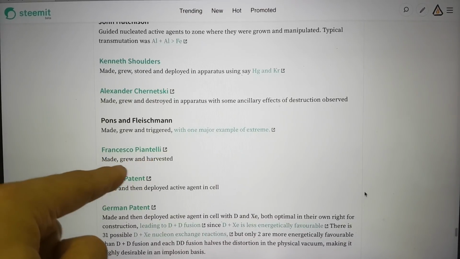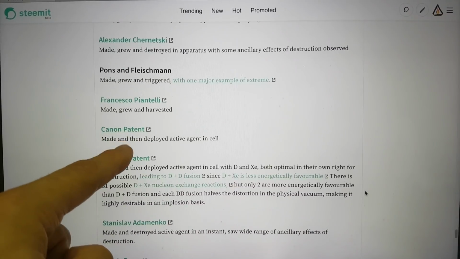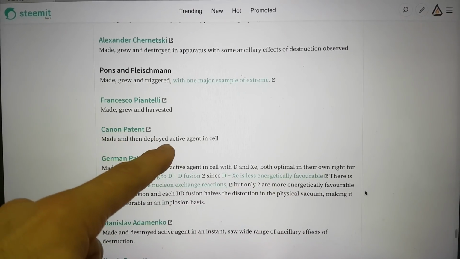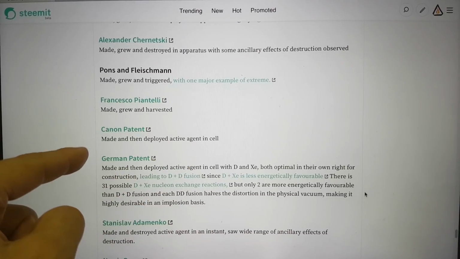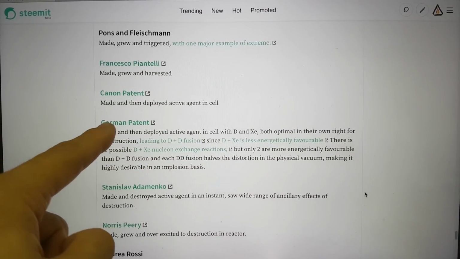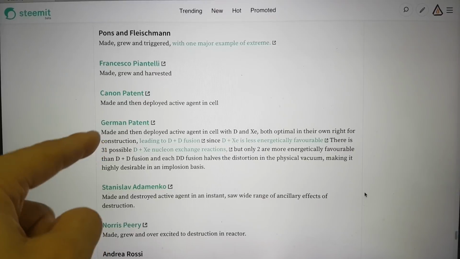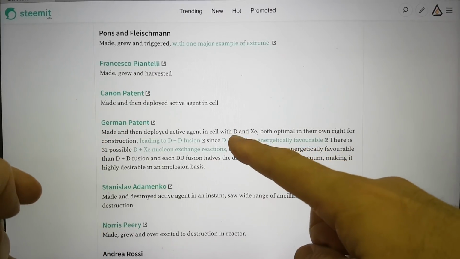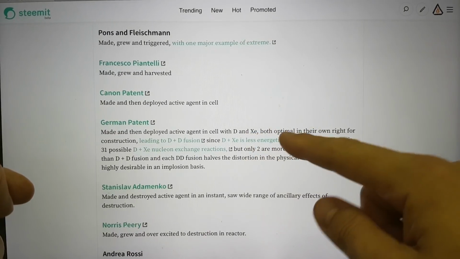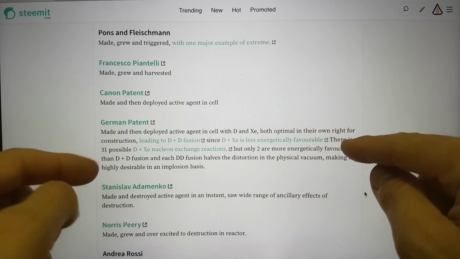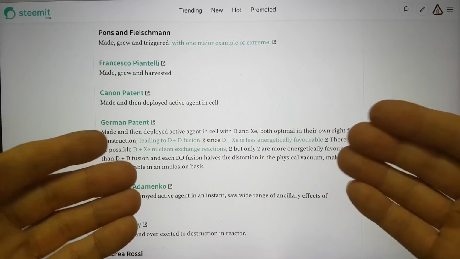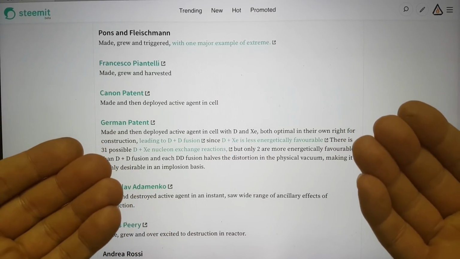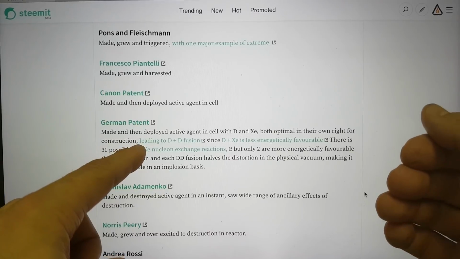Francesco Piantelli made, grew and harvested. In the Canon patent, he made and then deployed the active agent in the cell. In what I call the German patent, they made, then deployed the active agent in the cell with deuterium and xenon. These are both optimal in their own right for construction of the active agent in the gaseous phase, leading to DD fusion.